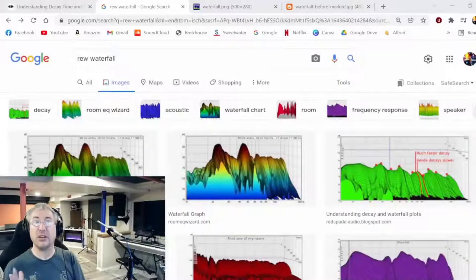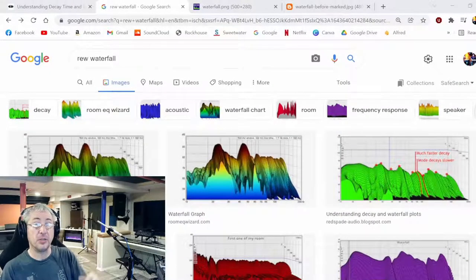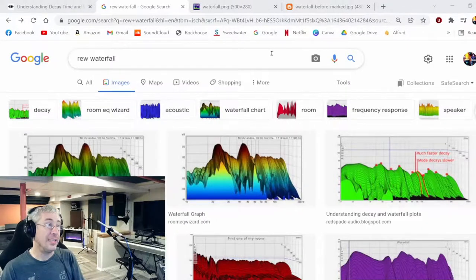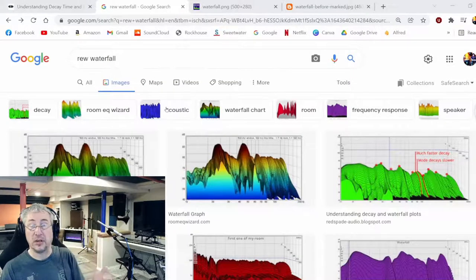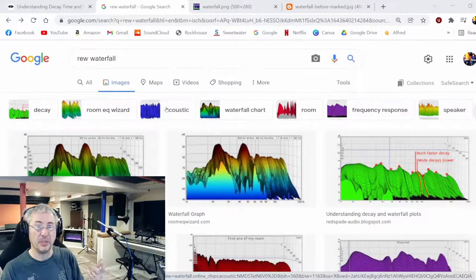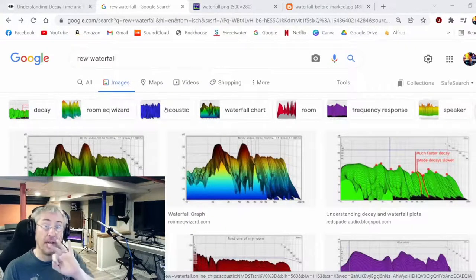So let's take a closer look at what a waterfall test looks like. I just went to Google and typed in REW waterfall, and it shows me a bunch of charts from a bunch of different people's rooms, and we're going to look specifically at three of them.